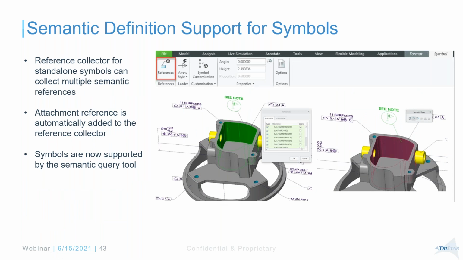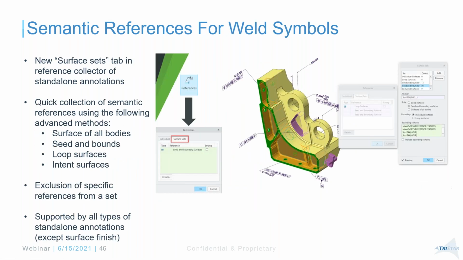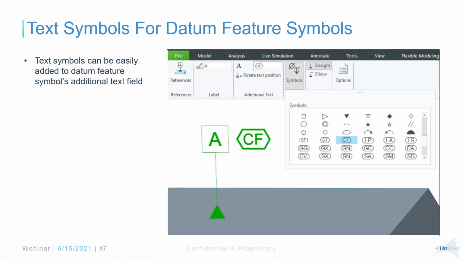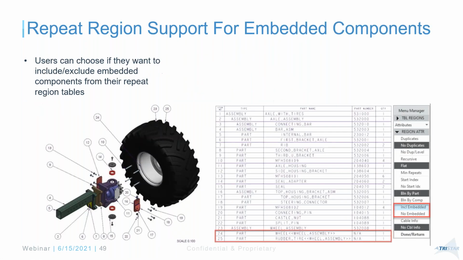And overall, symbols have been improved in the sense that they also have semantic references for MBD, very, very useful. I can add additional references. I can click on it and say, show me what are my semantic references, right? Long story short, the symbols are much improved in Creo 8.0, okay?